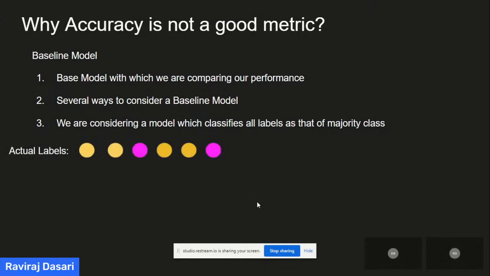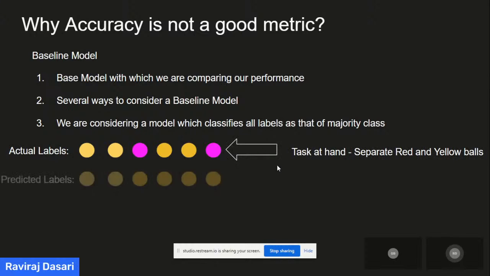And also we'll take a small example, similar to the same one which we have discussed before. So here we have actual labels like this, yellow and pink, right? And the model has predicted this. So we have taken a baseline model. A baseline model is a very basic model, and we'll create models on top of that baseline model, take it as a reference, and then try to improve the model.